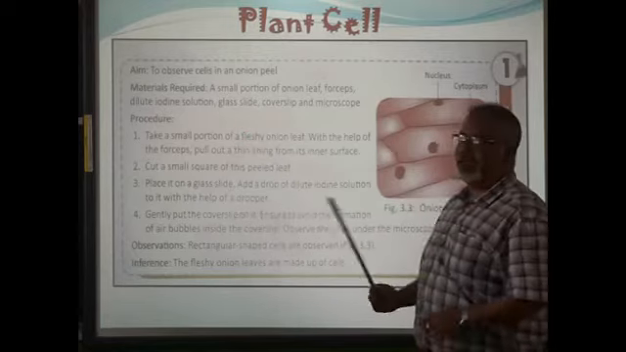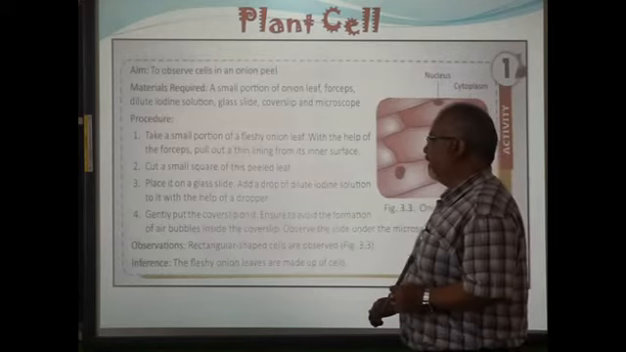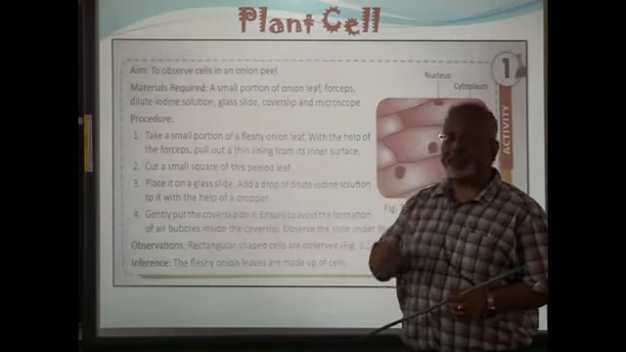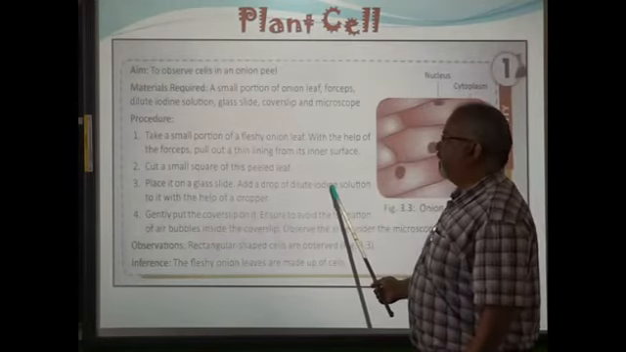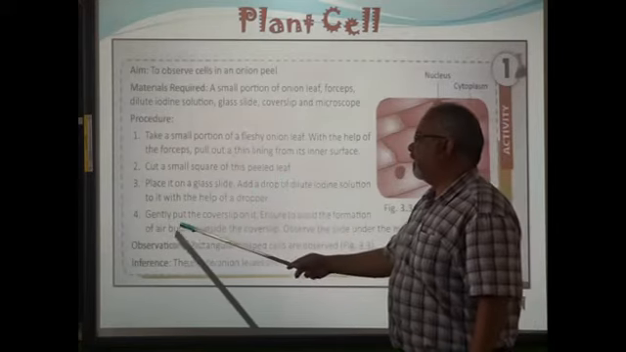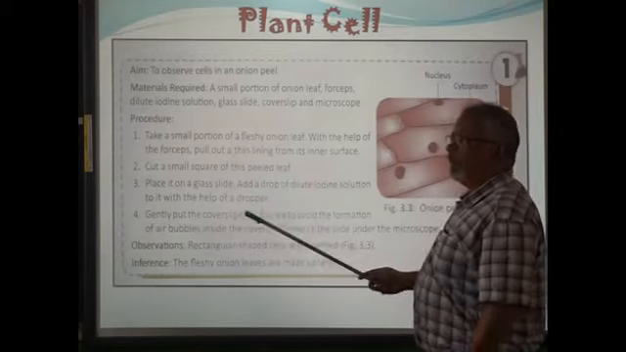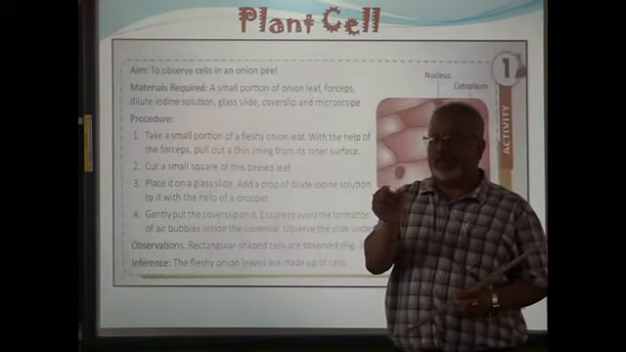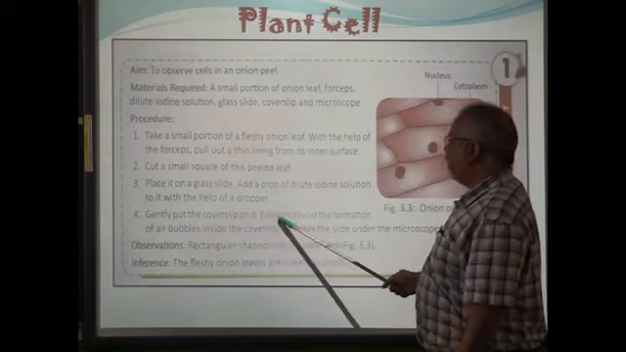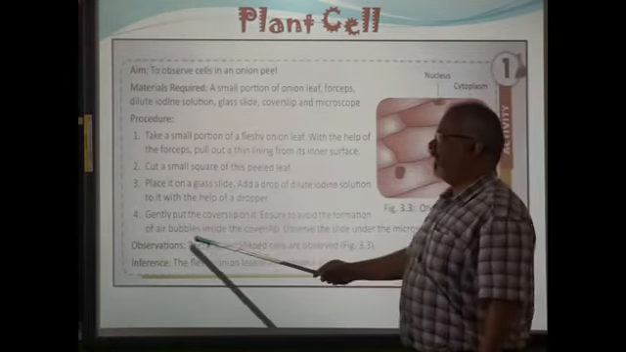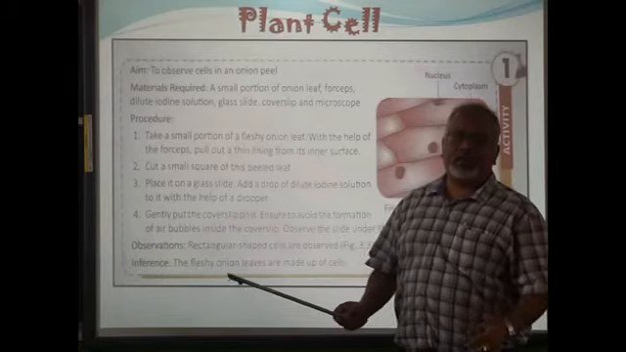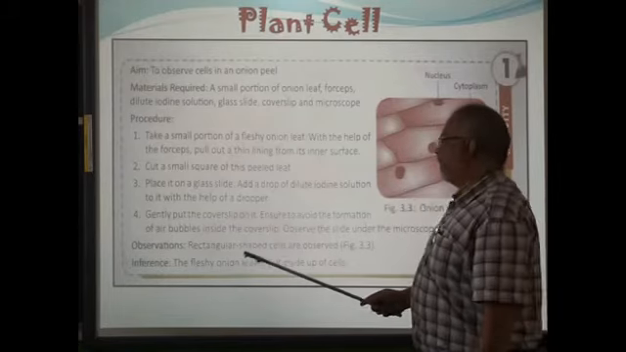Add a drop of dilute iodine solution to it with the help of a dropper. So 1 or 2 drops of iodine solution you have to put on top of the sample which you have taken. Gently put the cover slip on it. They are very thin glass pieces, so you have to put it on your sample slowly, to avoid the formation of air bubbles. If air bubbles are there, then it will be difficult for you to observe it under the microscope.